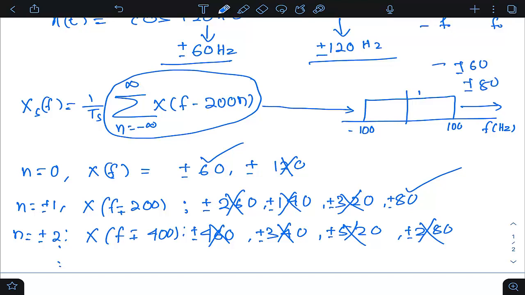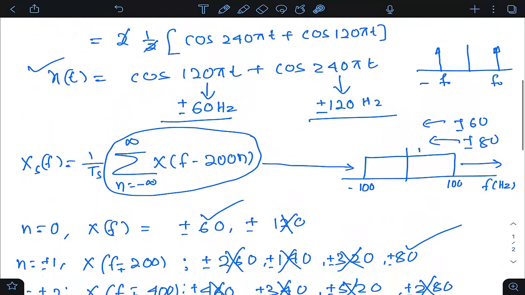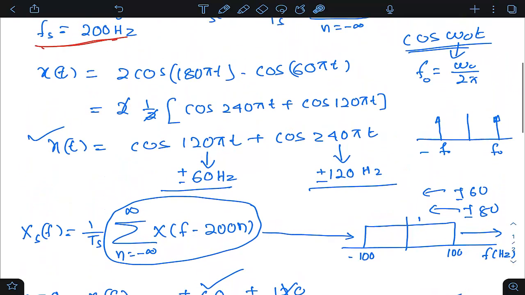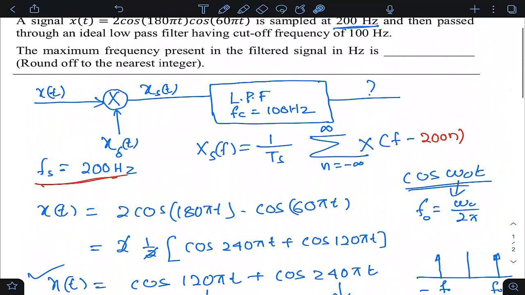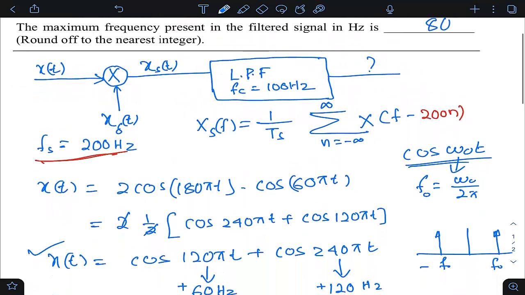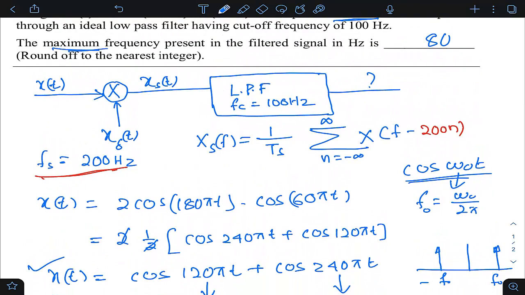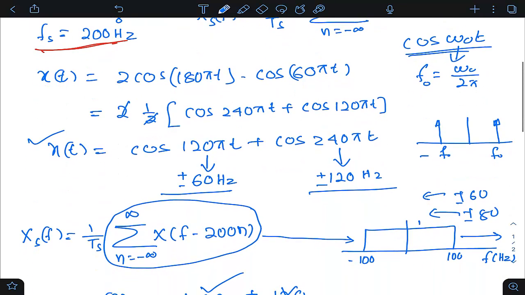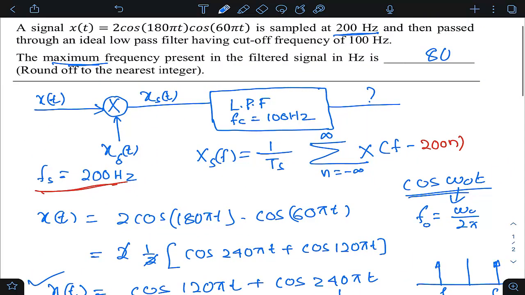Plus minus 60 indicates a sinusoid of frequency 60, and plus minus 80 indicates a sinusoid of frequency 80. Like here, these two impulses at f0 and minus f0 together contribute one sinusoid of frequency f0. In the same logic, plus minus 60 represents a sinusoid of frequency 60 Hz, and plus minus 80 represents a sinusoid of frequency 80 Hz. So the maximum frequency present in the filtered signal in Hz is definitely 80. They are asking for the maximum: the frequencies present are 60 and 80, but the maximum frequency naturally is 80. So 80 is the right answer for this problem.